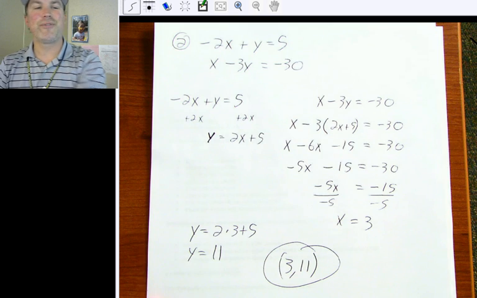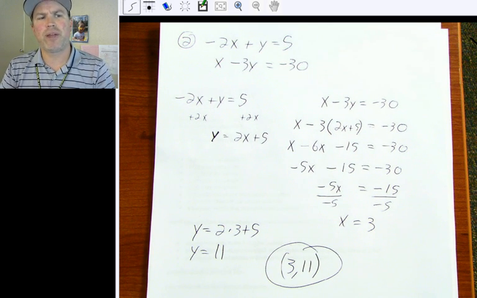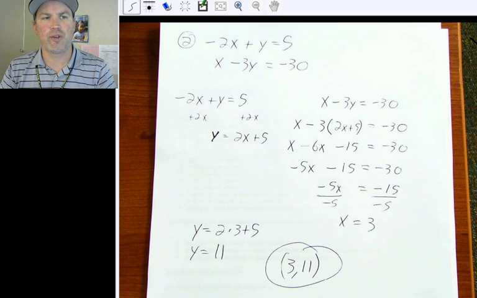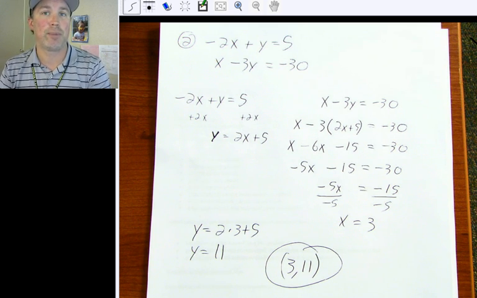Now there are a lot of different ways of doing this problem in substitution. I showed you merely what I thought would be the easiest way to solve this problem using substitution. If you'd like to talk about other techniques, that would be a great question to ask at the beginning of class tomorrow.